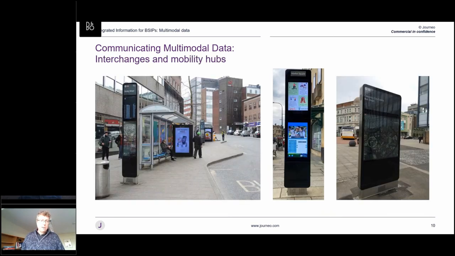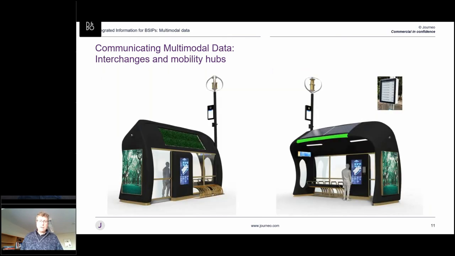Where that's applicable, of course, we've talked about interchanges and mobility hubs. So that might be from smaller mobility hubs. This is a project we're working with a partner on at the moment. Very green, low powered, energy efficient shelters. These shelters are in fact little hubs for cycling. This particular one has a solar panel. It's also got a wind turbine on there as well. So ticking a lot of those green boxes for local authorities. But again, that user interface in there to help the customer choose which mode they might want to use. They might want to use the bus or the bike.